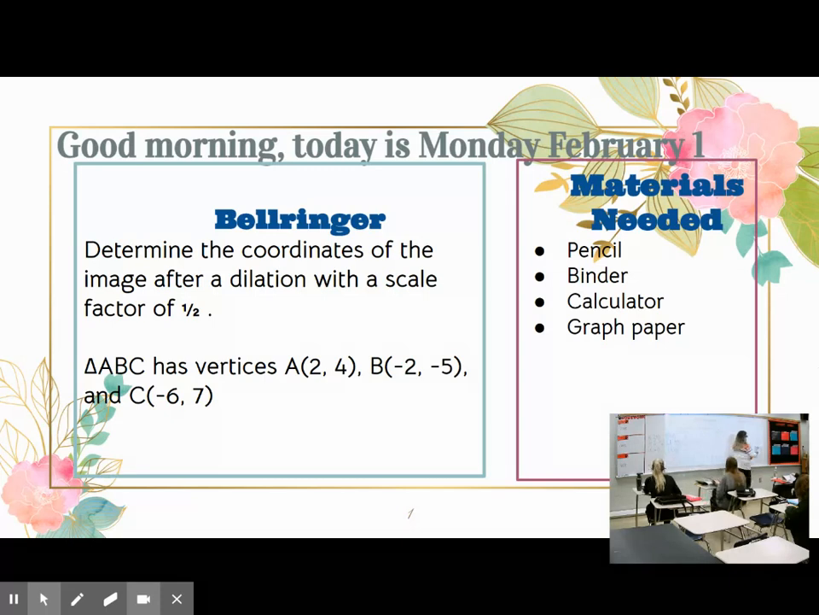So, for instance, if I had a point... nope, I don't have that point C. Here's P. Here's P prime. From C to P is 8, and C to P prime is 12. How would I find the scale factor of that? What would I do? 8 divided by 12. Okay. Do y'all agree with that?